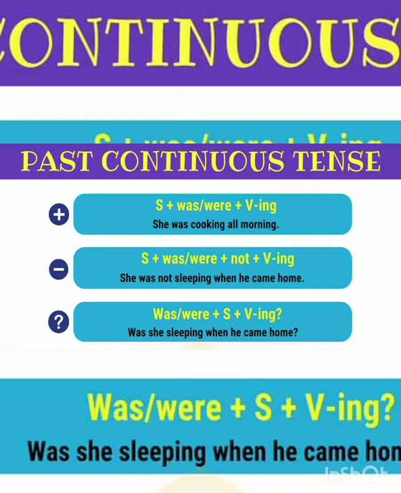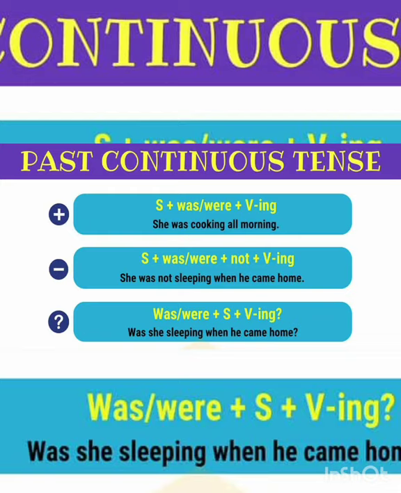Further, the next sentence is a negative sentence of past continuous tense. The subject comes first, then comes a helping verb, and then comes not, and then comes verb 1, and we should add ing to the verb 1, and then comes the object. Look at the sentence. She was not sleeping when he came home.